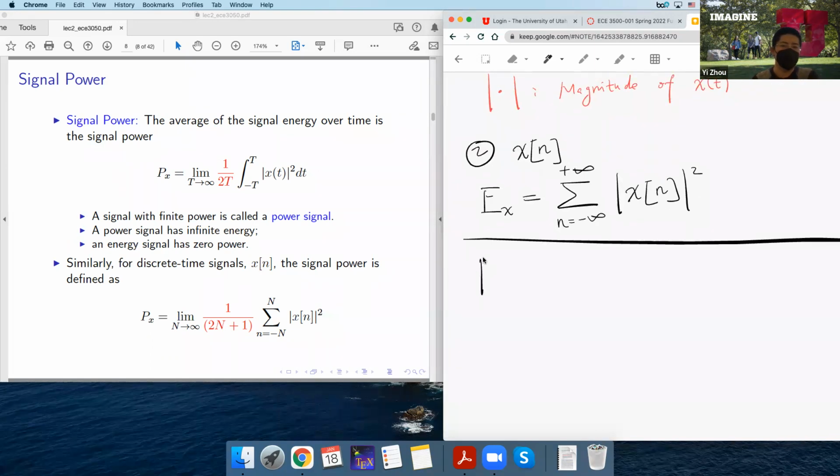And one related concept to energy is the power. Once you have the energy, we can define the power. The energy characterizes the total energy of a signal over the time domain. But when we talk about power, this actually represents the average of the signal energy over the time domain. So it is more like an energy density.